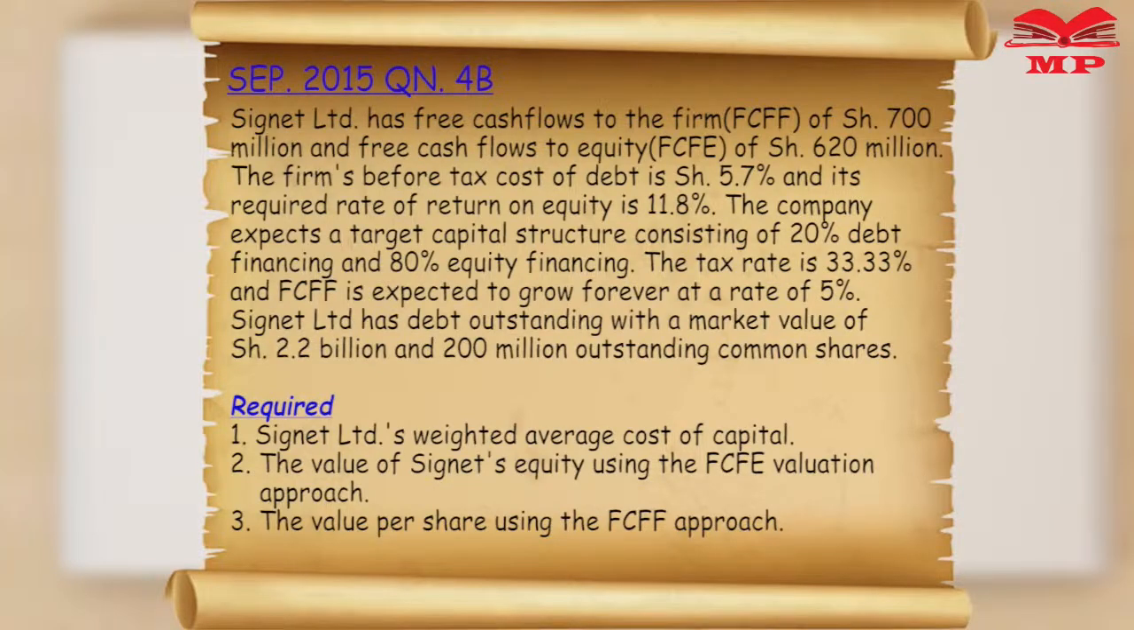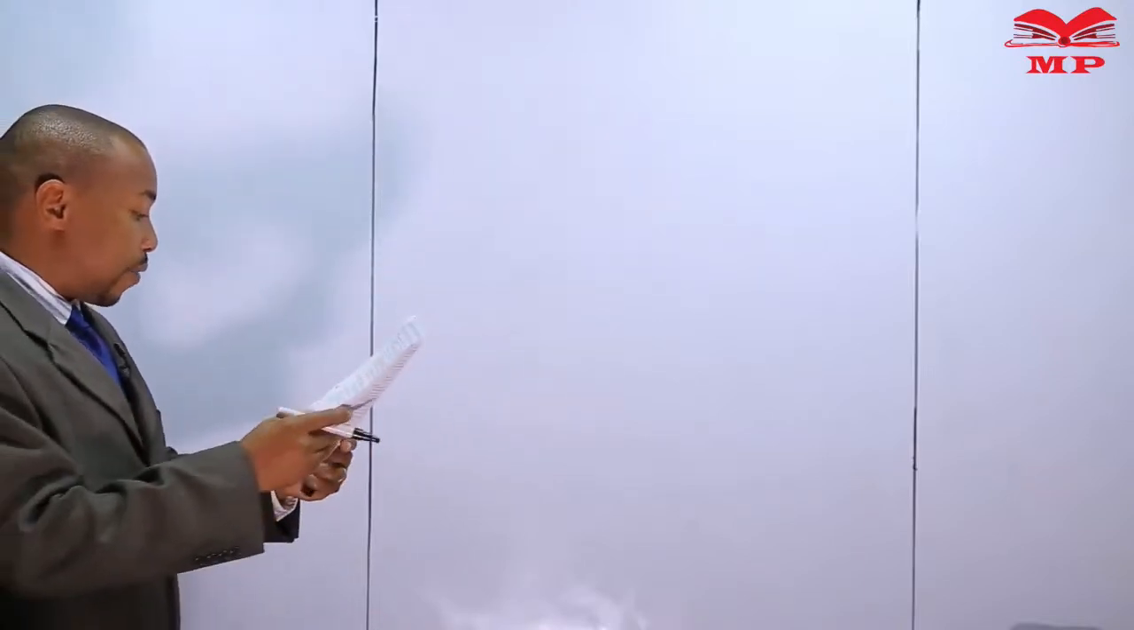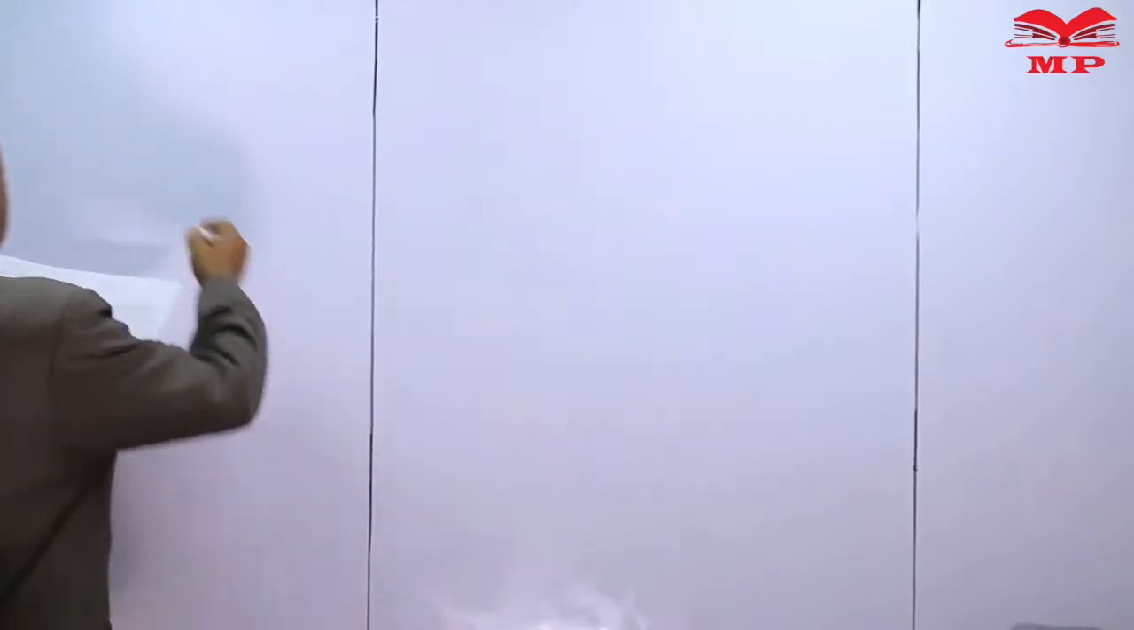Required, Signet Limited's weighted average cost of capital. Part 2, the value of Signet's equity using the FCFE valuation approach. Part 3, the value of the share using the FCFF approach. So the first step is to try and identify the inputs to computing part 1, which is the weighted average cost of capital.